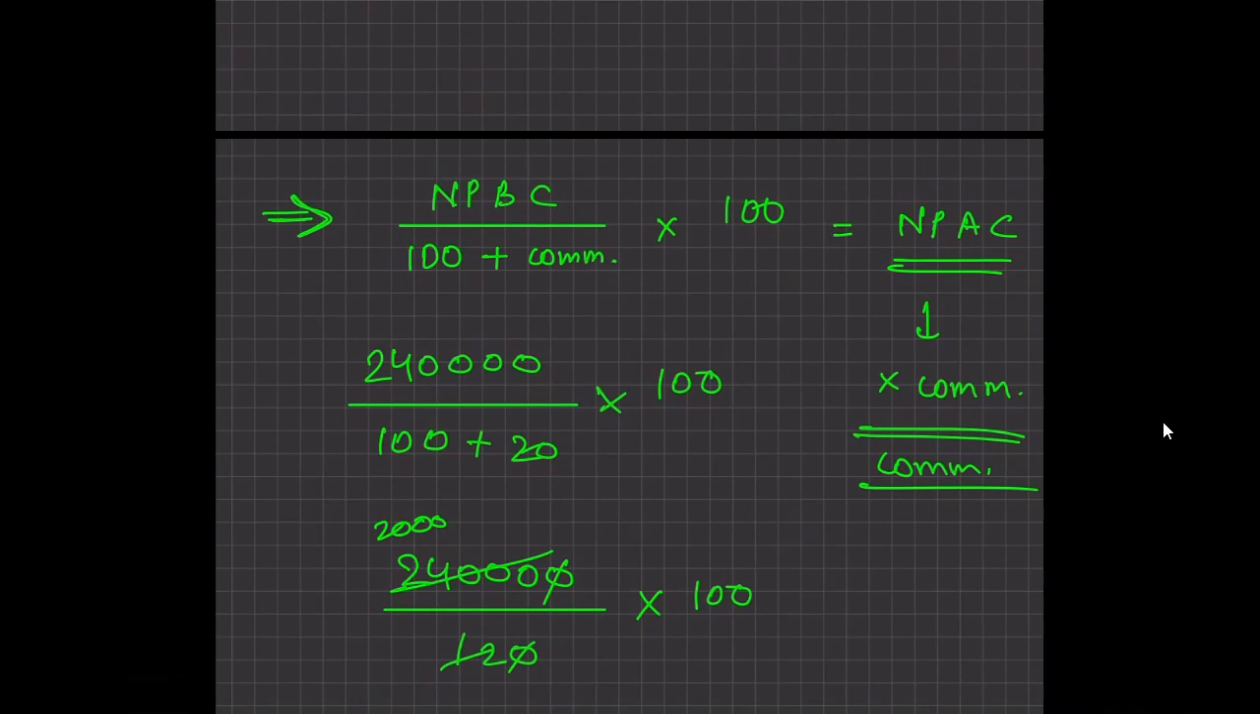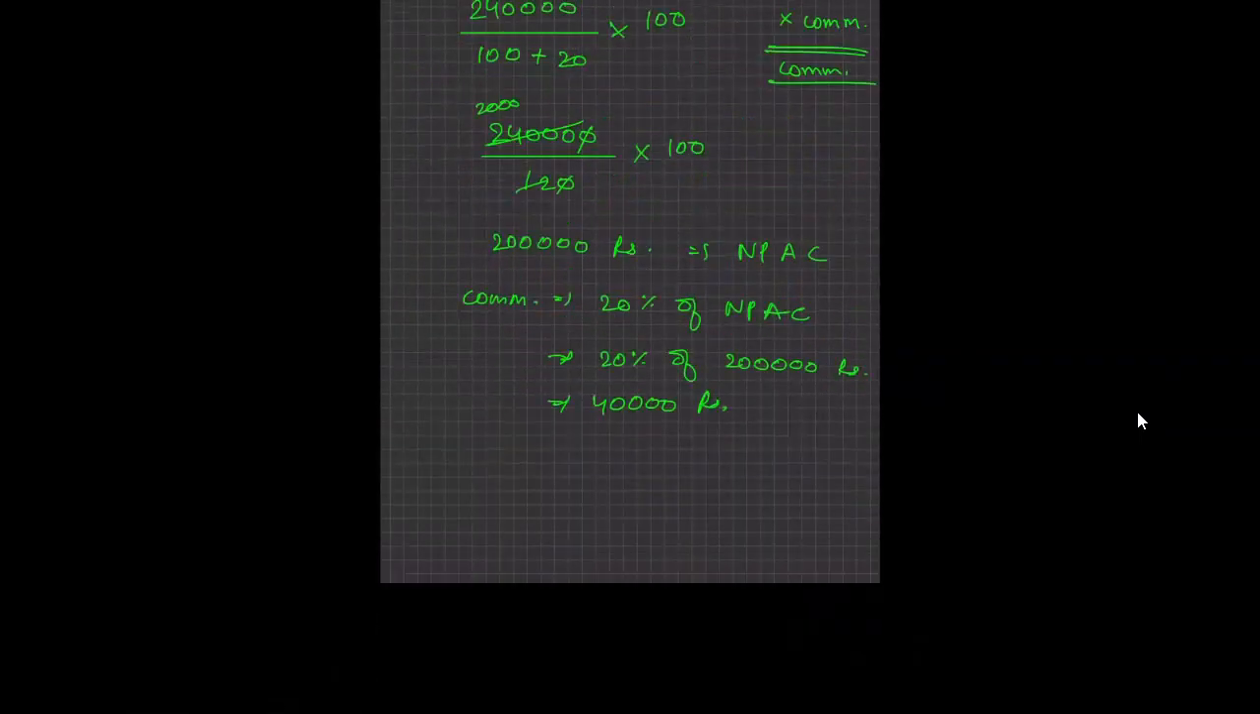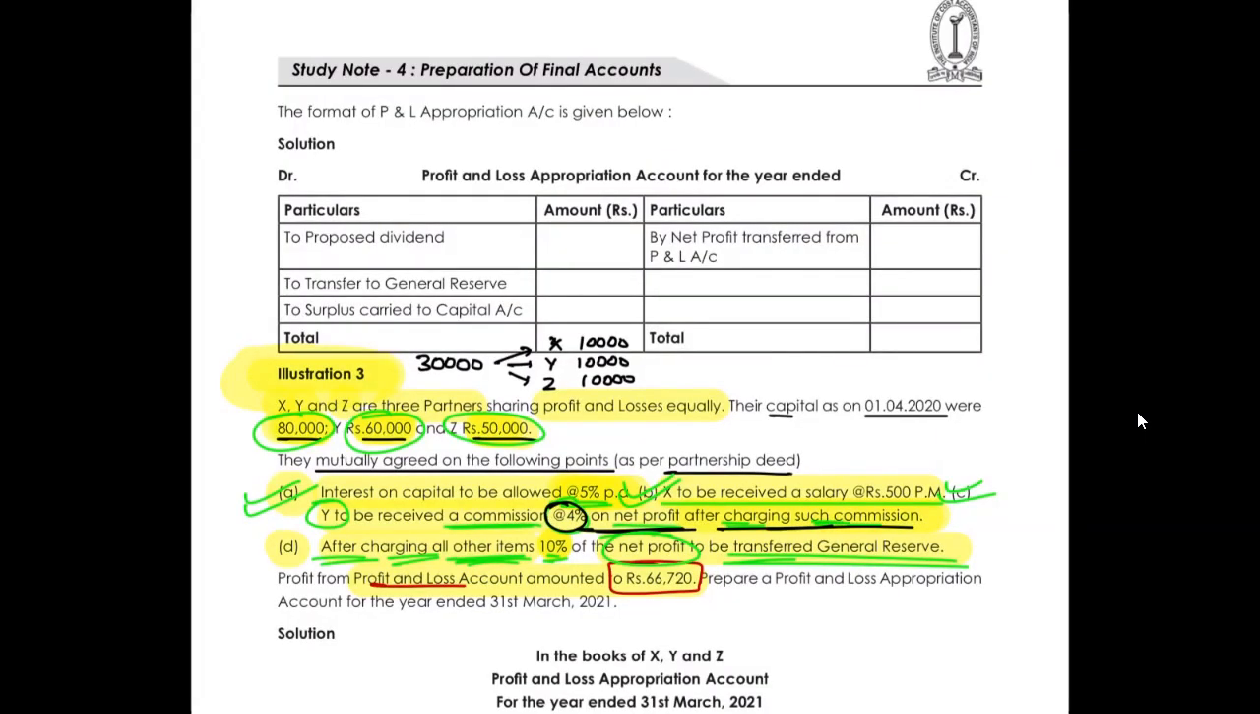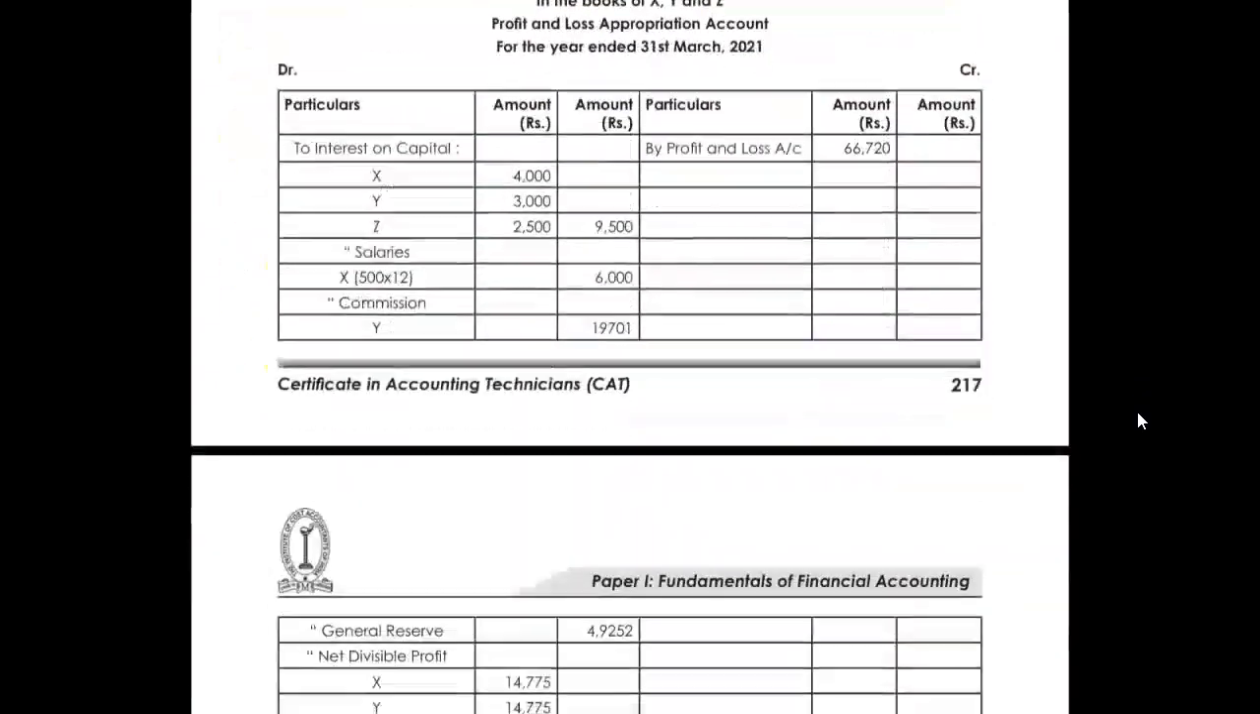Is this clear to all of you? Come on, everyone. Is it clear? Can you do this type of question, the net profit before and after commissions and everything like that? Yes or no? Okay. Let's move ahead.